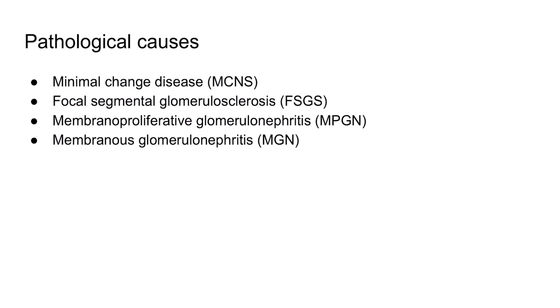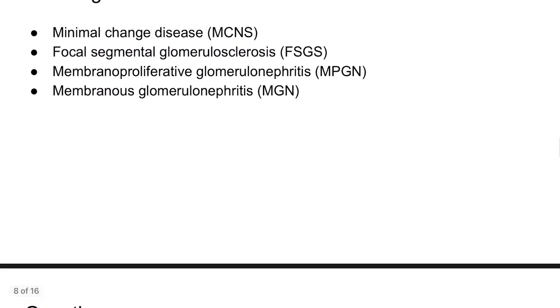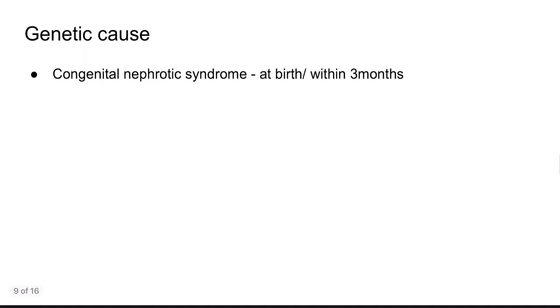Pathological causes of nephrotic syndrome, or the pathological types of nephrotic syndrome, are minimal change disease, focal segmental glomerulosclerosis, membranoproliferative glomerulonephritis, membranous glomerulonephritis. Genetic cause. The genetic cause of nephrotic syndrome is congenital nephrotic syndrome, which can be diagnosed at birth or within 3 months of birth.